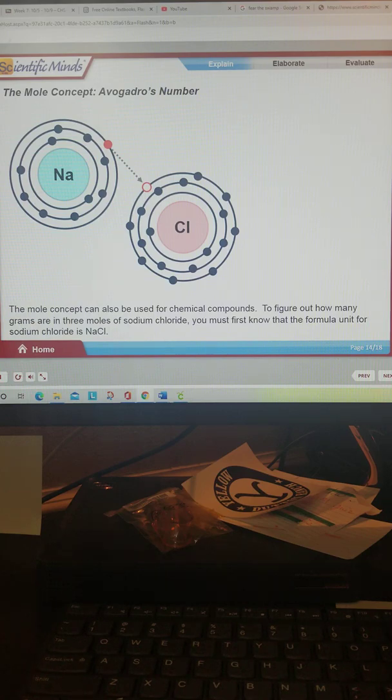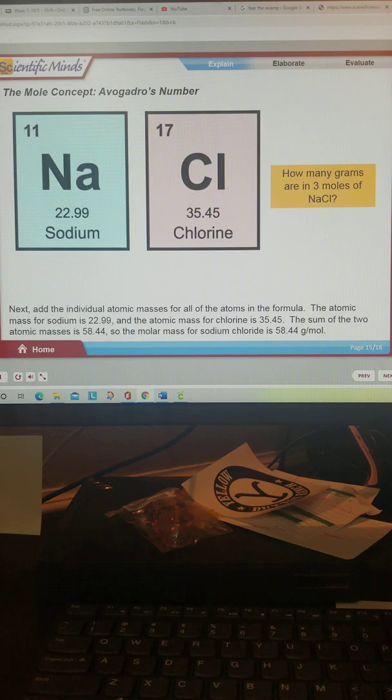The mole concept can also be used for chemical compounds. To figure out how many grams are in 3 moles of sodium chloride, you must first know that the formula unit for sodium chloride is NaCl. Next, add the individual atomic masses for all of the atoms in the formula. The atomic mass for sodium is 22.99, and the atomic mass for chlorine is 35.45. The sum of the two atomic masses is 58.44, so the molar mass for sodium chloride is 58.44 grams per mole.